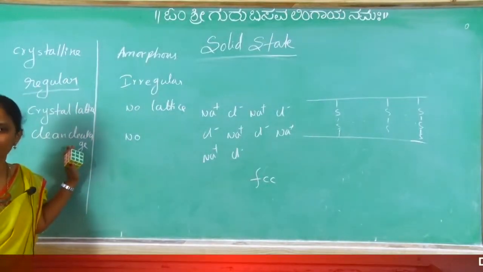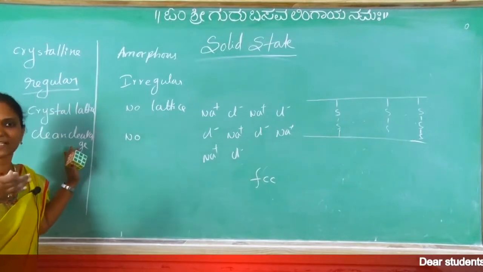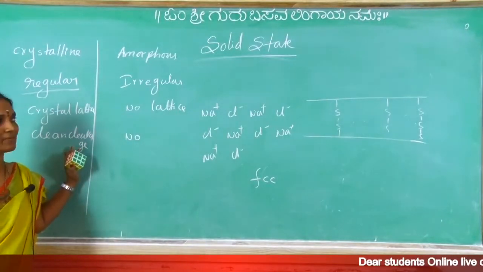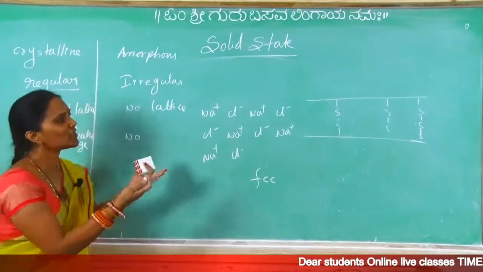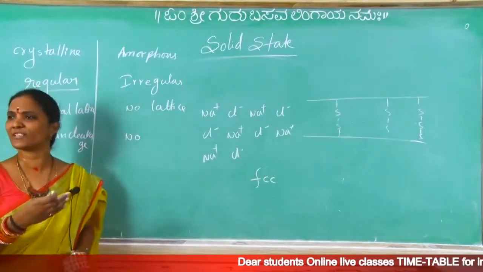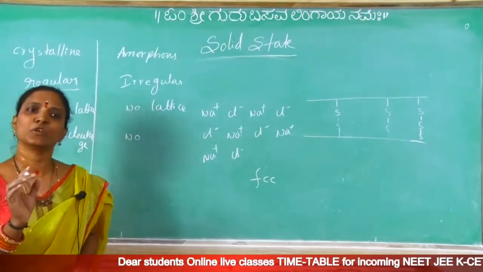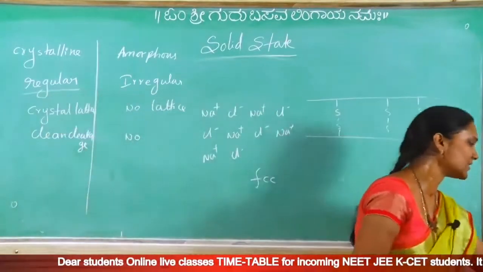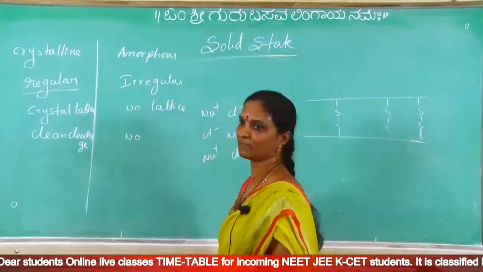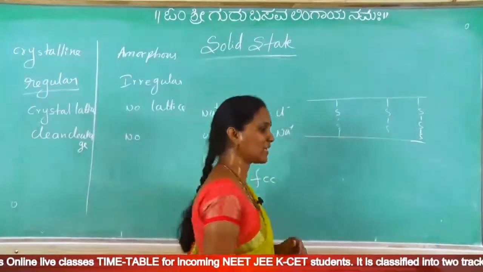Clean cleavage is possible means without disturbance we can cut into small pieces. Like that, here it is not possible, because a regular arrangement is not there. After cutting, are we getting cubes or any other shape? So clean cleavage is not possible in amorphous solids. Here clean cleavage is possible. Okay. After clean cleavage, observe this again.